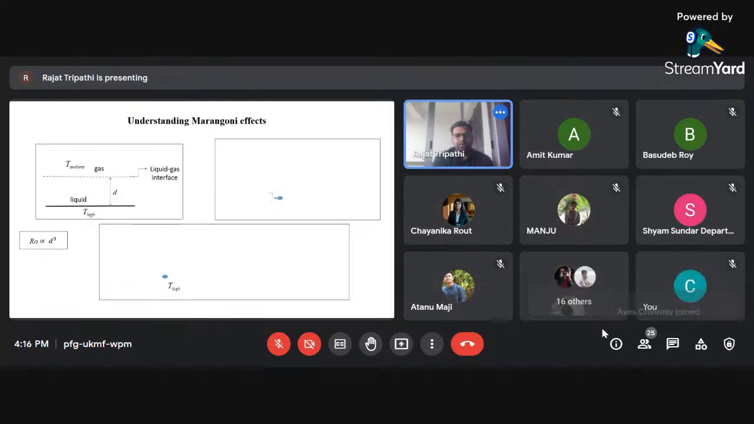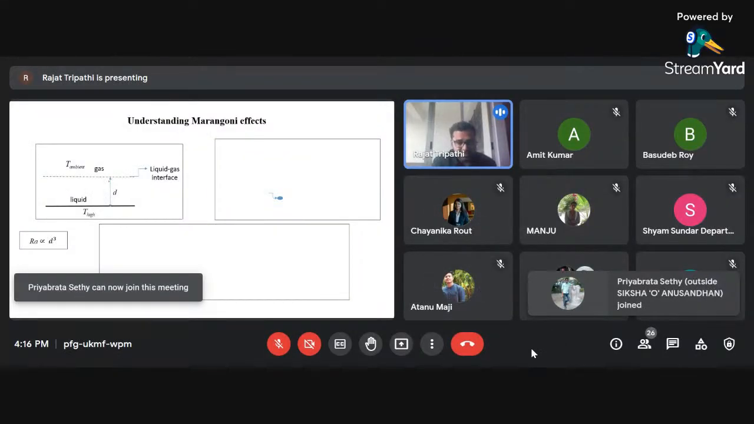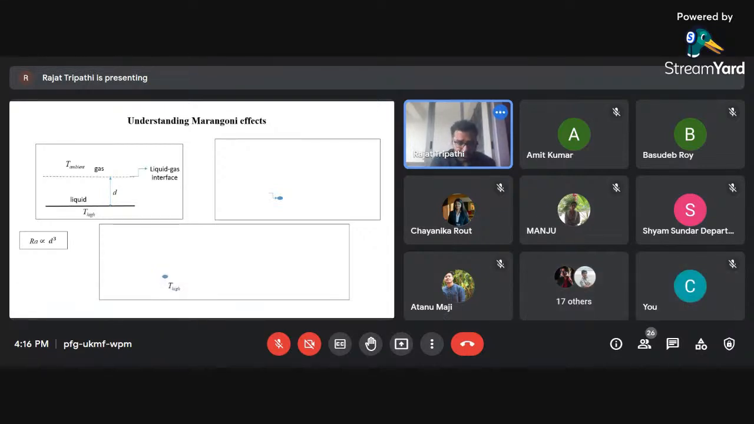Okay, so consider this, as I explained already: we have a solid substrate, there is a liquid here, and there is some gas over liquid. That is, we have a liquid gas interface. If the thickness of film is d, and let's say the temperature of this solid substrate is very high, if this d is very small, the Rayleigh number is very small, so there is no chance of convection setting in due to gravitational effect or due to gravity.